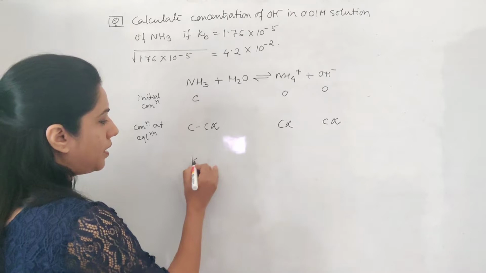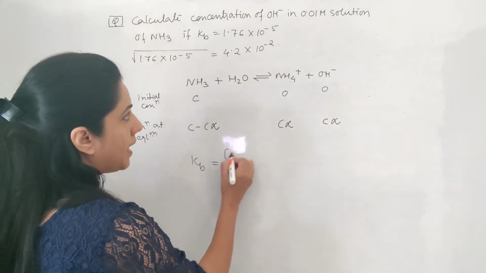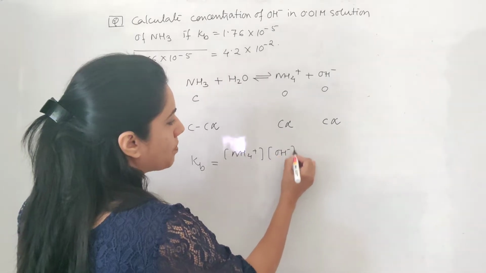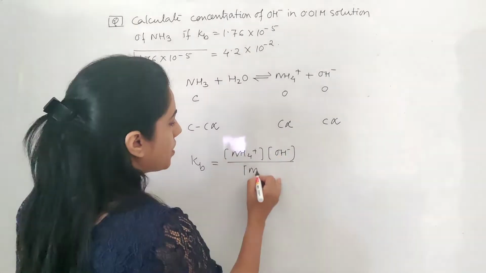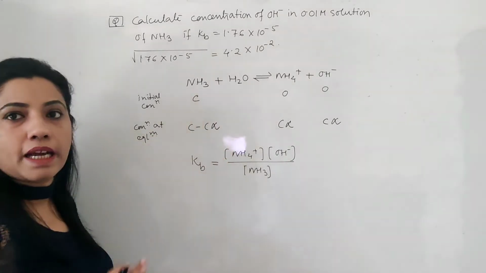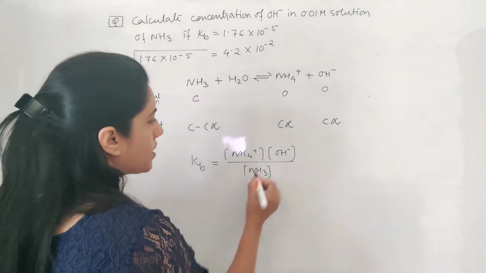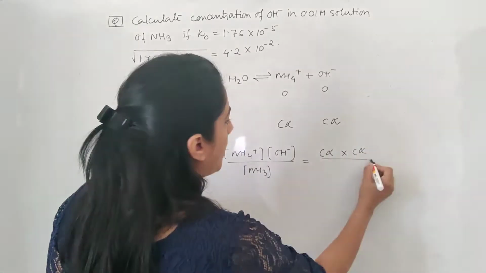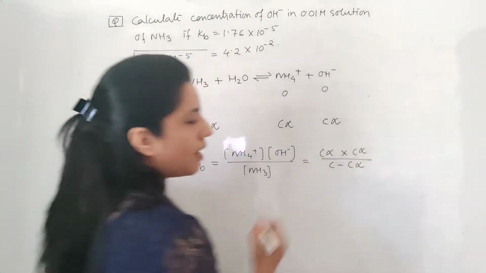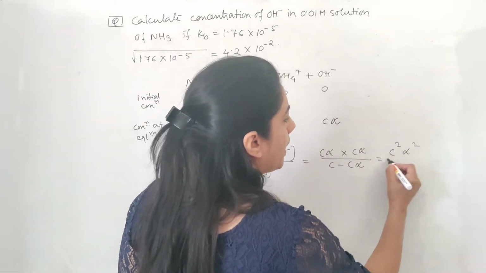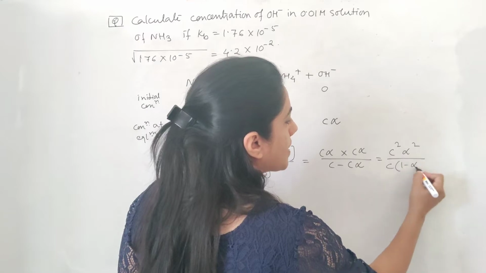Now we will write down the expression for Kb. Kb is concentration of NH4 plus times concentration of OH minus divided by concentration of NH3. We will again not take the concentration of water because it is taken as constant. So now concentration of NH4 plus comes C alpha. This is also C alpha. Down we have C minus C alpha. Further calculation we will get C square alpha square. Down C common, 1 minus alpha.